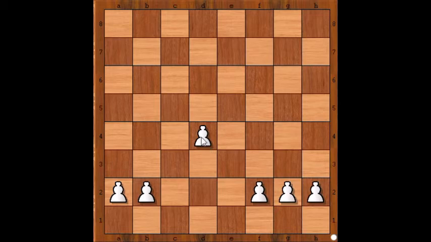Now, since this pawn is on the D file, which is the queen's file, this can also be called an isolated queen's pawn. If this would have been on the E file with obviously no pawns on the D file and the F file, then it would have been called the isolated king's pawn. So we have covered another pawn weakness in the pawn structure, which is the isolated pawn.